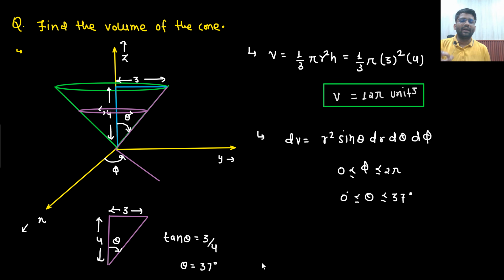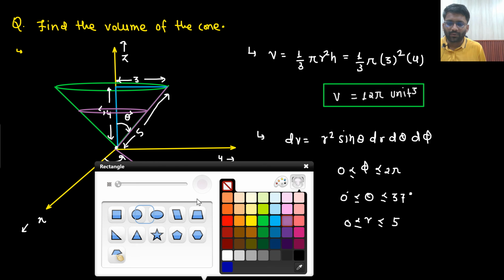What will be the value of r? It will be very interesting. Someone would say that, sir, this is 4, this is 3, this is a right angle triangle, so this length will be 5. Sir, what is r? R is the radial distance from the origin. So the value of r is going from 0 to 5 because this length is 5. This is what a lot of students would think. So let me know, is it correct or not?